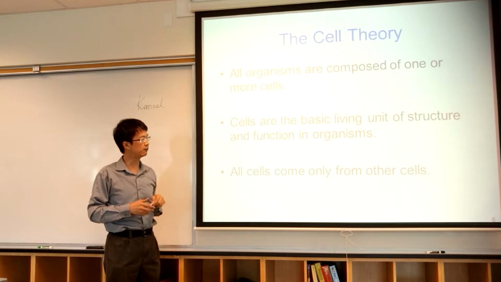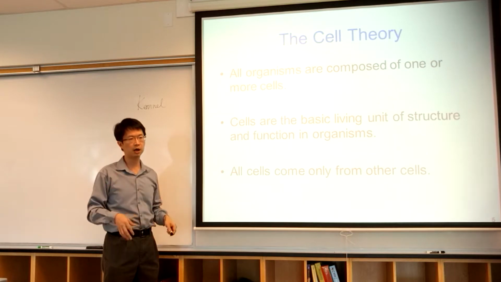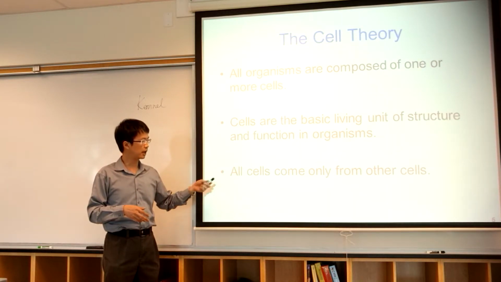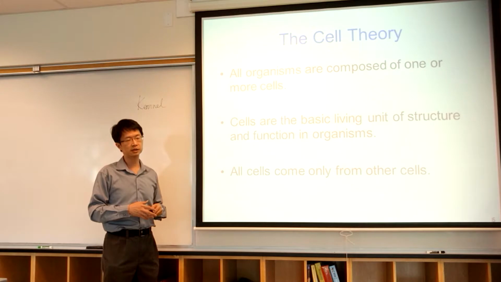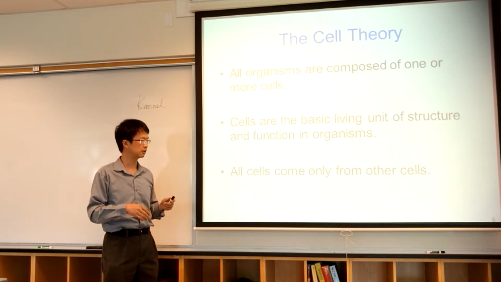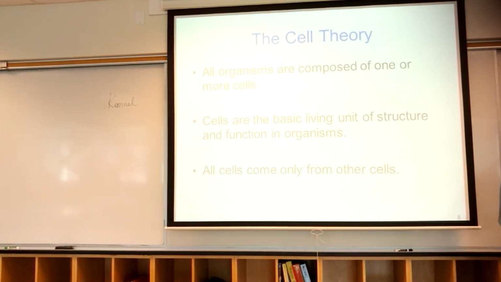Cells are the basic living unit of living organisms. What it means is that we are composed of cells, and then cells come from other cells. This does not tell you the origin of the cell, but it only tells you that if you have a cell, it must come from another cell, a previous cell. So these 3 points are important. You have to memorize them.